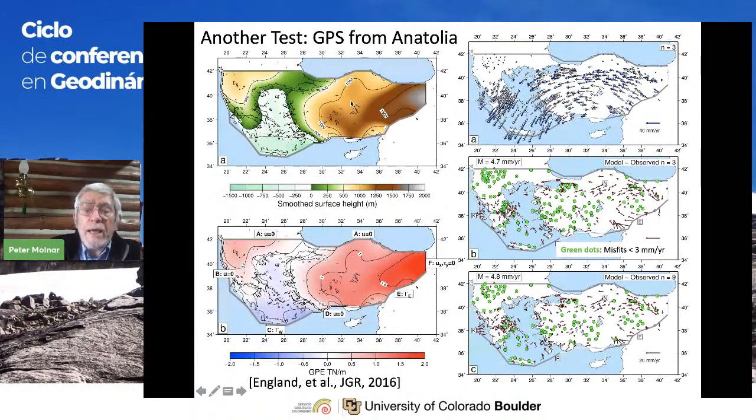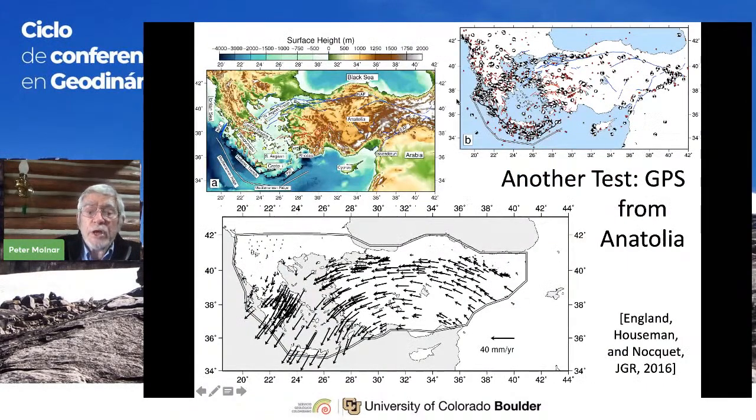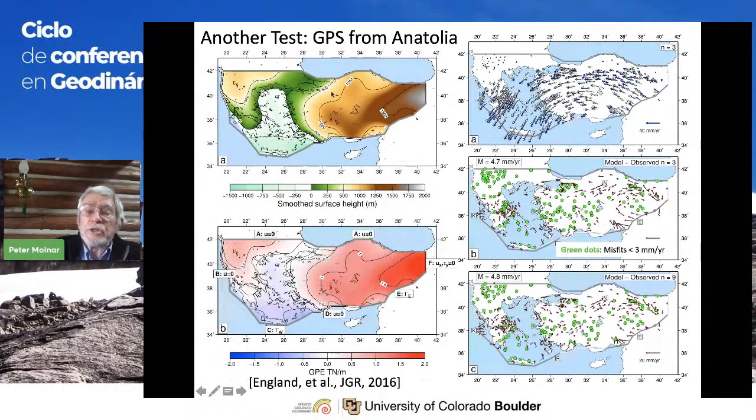If one takes the mean elevations, so that's high, maybe I should back up. This area is high. This area is lower. That's below sea level, even lower still. If one takes the elevation, smooths them, one gets the potential energy. This is the potential energy, GPE.